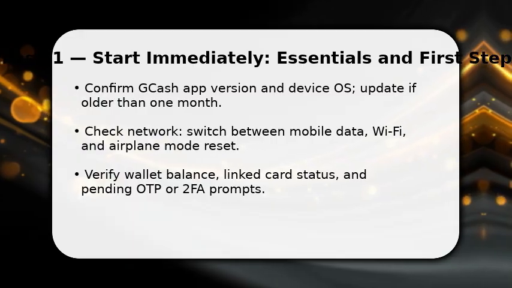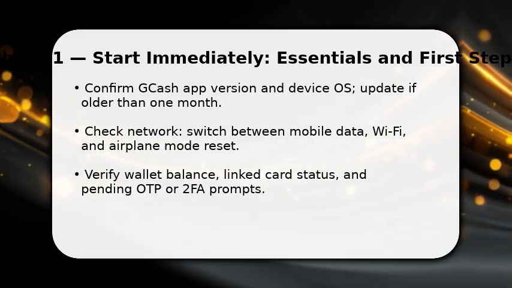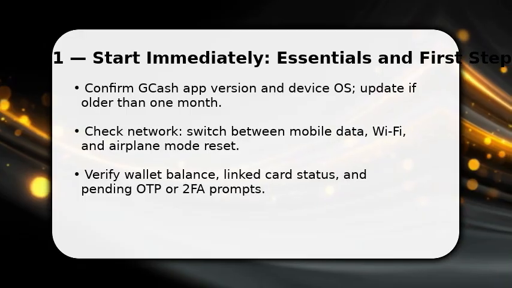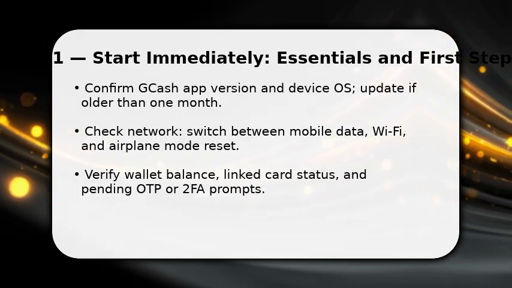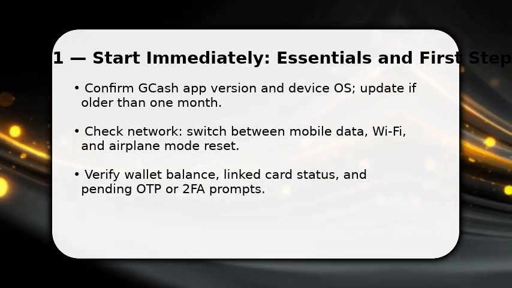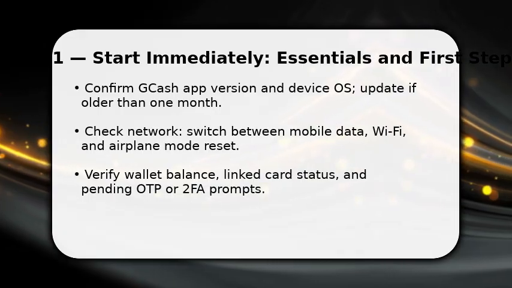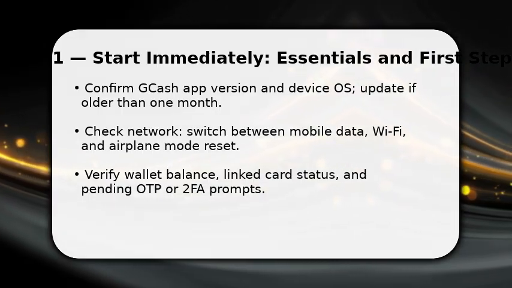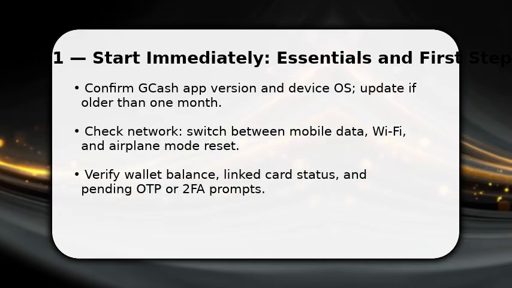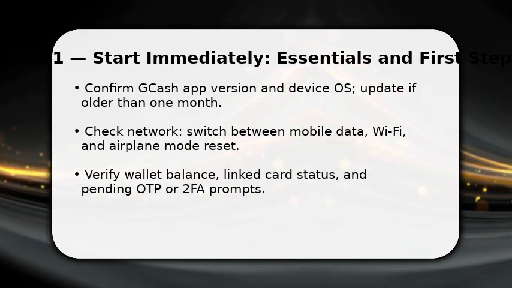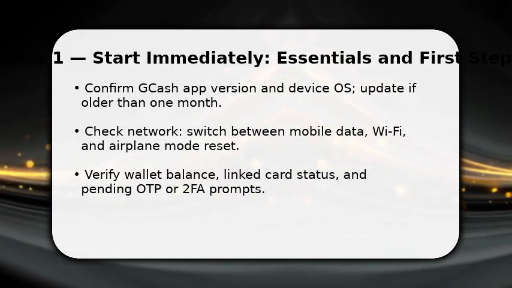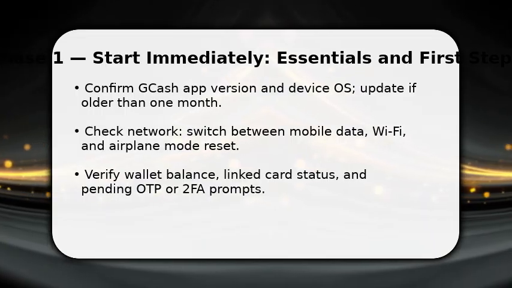Next, test your network. Switch Wi-Fi to mobile data or toggle airplane mode so you rule out connectivity. Then check your wallet balance and linked card status and clear any pending OTP or two-factor prompts. These commonly block transactions. Once done, note any error codes shown. That code guides the next diagnostic steps, so write it down before proceeding.